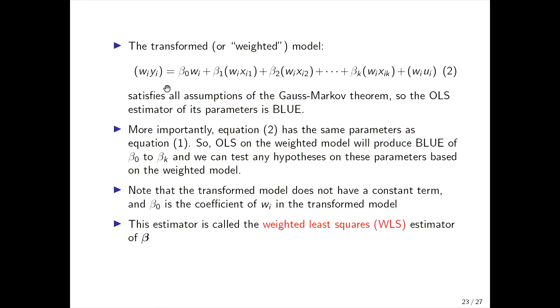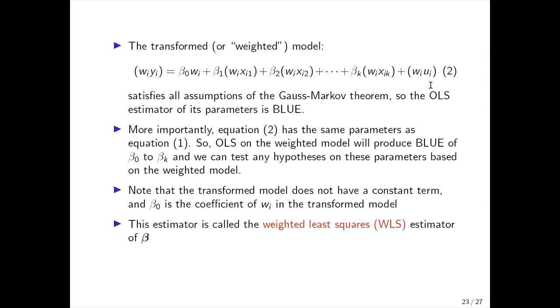Now, it's probably not obvious to you by looking at equation 2 that the error term wi times ui is homoscedastic. So I'll go back to my own lecture notes and show you why that's the case in a moment, but just take my word for it for the time being. So this is my transformed model. The error term in the transformed model is homoscedastic.